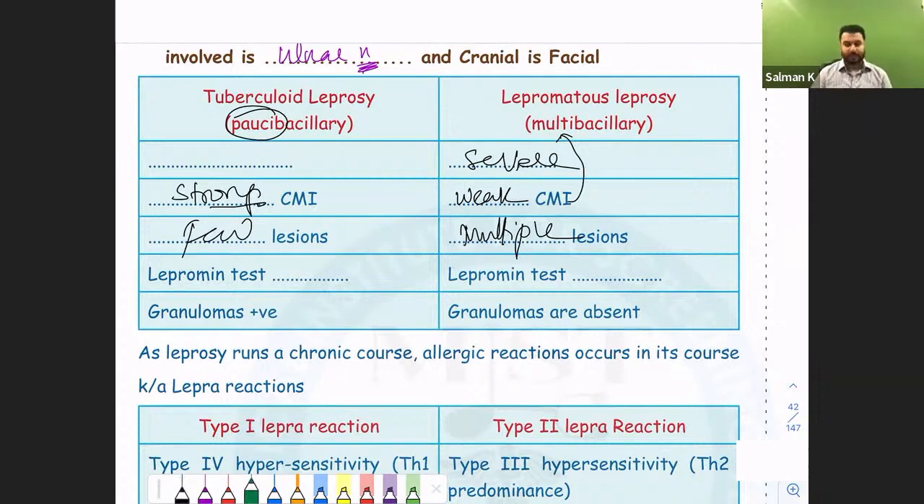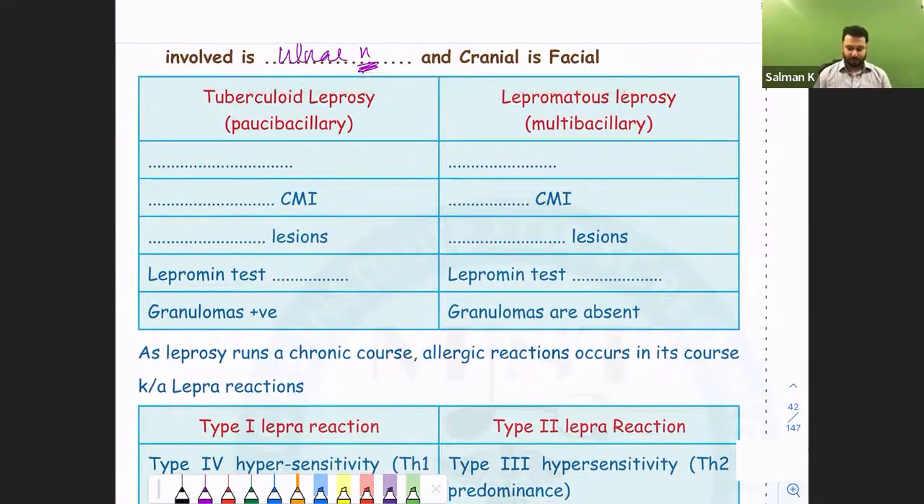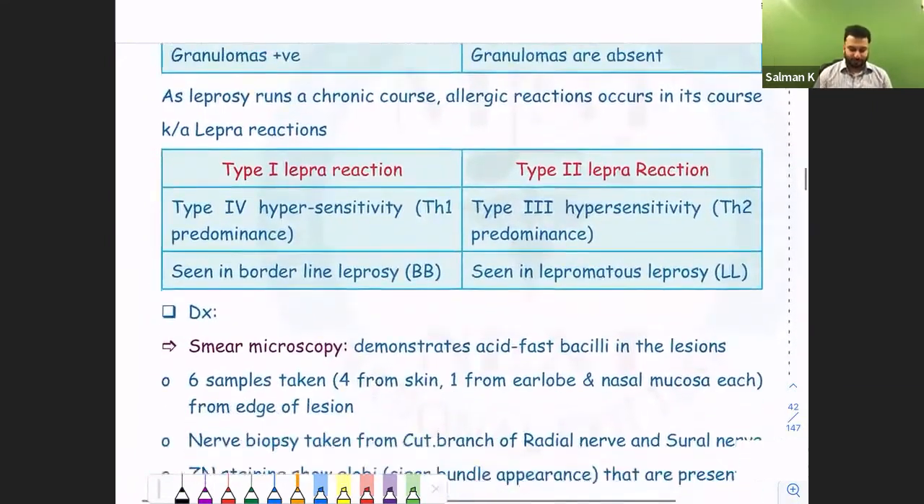And the lepromine test is positive with tuberculoid leprosy, and it is negative with lepromatous leprosy, because again, strong immunity is needed for a hypersensitivity reaction like the lepromine test. It's a type 4 hypersensitivity reaction. So that's about this organism, leprae.